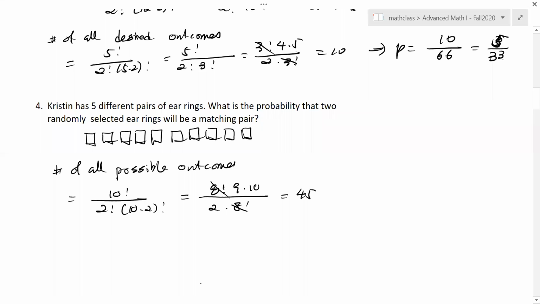So for the desired outcomes, there is no need to count them. What do we want? We want matching pairs. But how many matching pairs? 5 matching pairs, right? There's no need even to count. So the probability is going to be 5 over 45. That's 1 over 9. Yeah, William's second answer is correct.